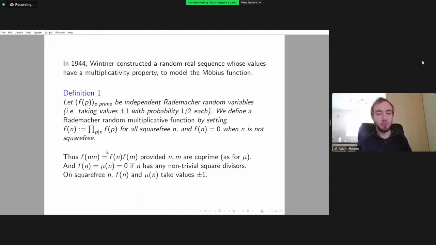And just by construction, f of n is equal to 0, like the Möbius function, if n has non-trivial square factors. And if n is square free, so if it doesn't have any non-trivial square factors, then f of n takes the values plus or minus 1, depending on the values of these underlying f of p. And so does the Möbius function. So f looks maybe a bit like the Möbius function. It takes the same set of values, although it takes them in different places, and it has this multiplicativity. And so Wintner's idea was to study this random object to try to give maybe some insight into how the Möbius function itself was behaving.